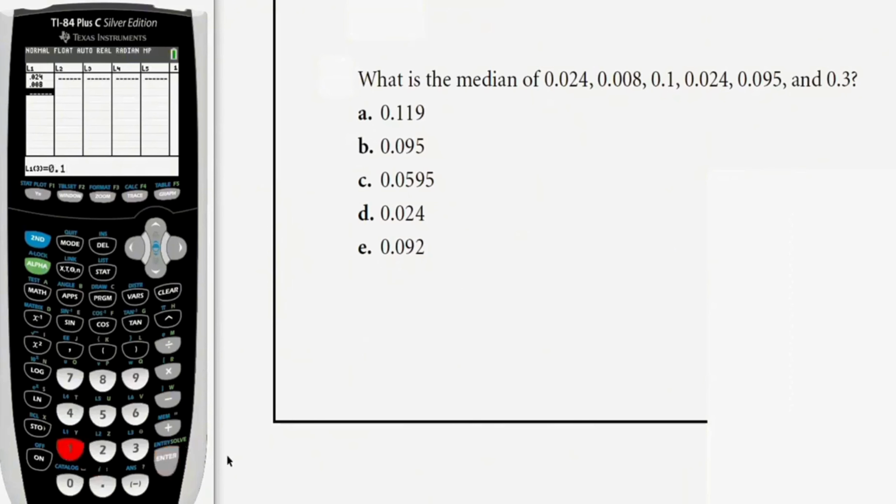Okay, we have 0.024. Alright, enter. Then we have 0.095.